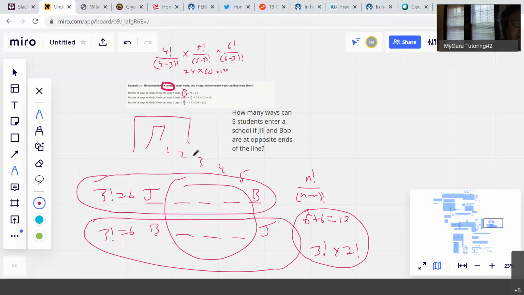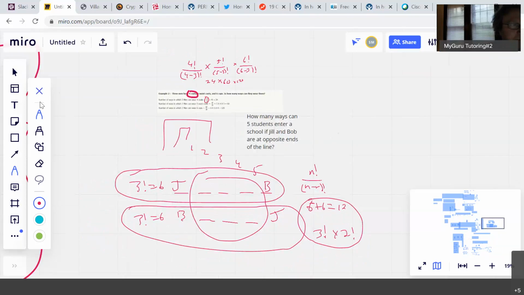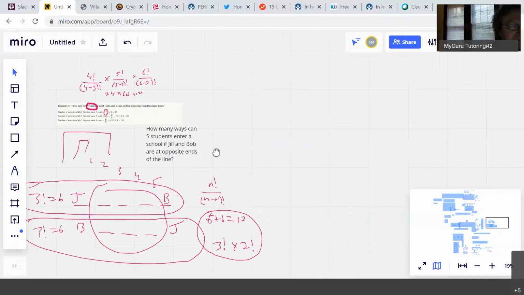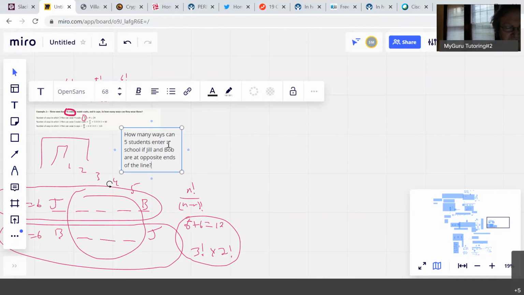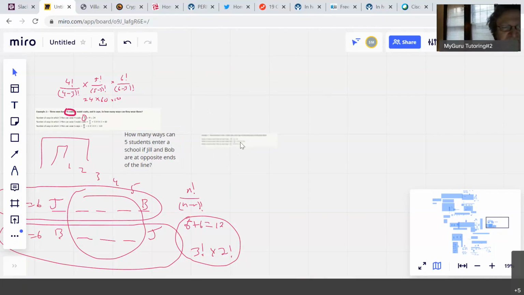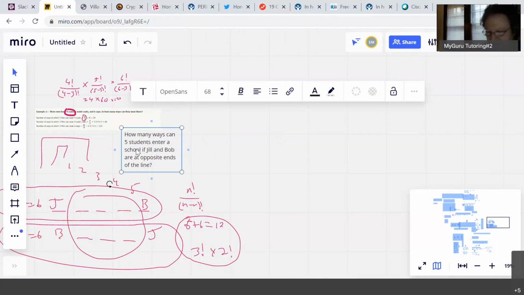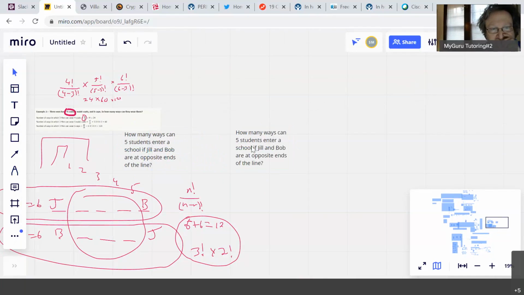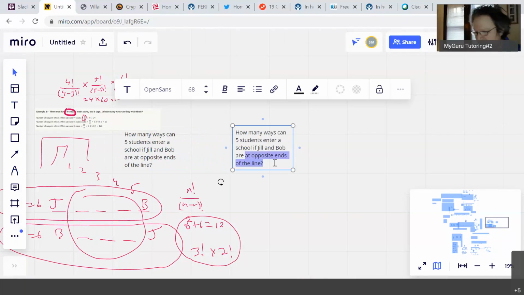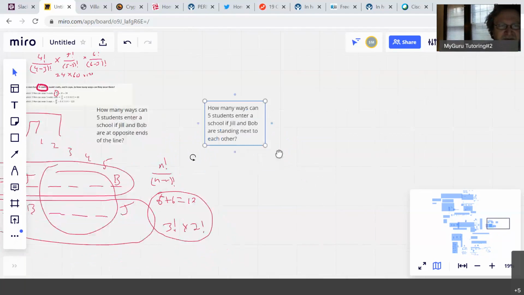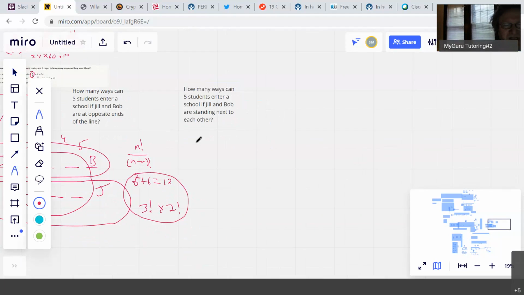They might complicate it another way. They might say, how many ways can 5 students enter a school if Jill and Bob have to be standing next to each other? So for something like that, let's copy and paste this one here. Same kind of thing, but then they've got a variance. Jill and Bob are standing next to each other. Well, you can visualize, right? I still have some information with which I could lock down Jill and Bob, and I don't know anything about the other 3, right?